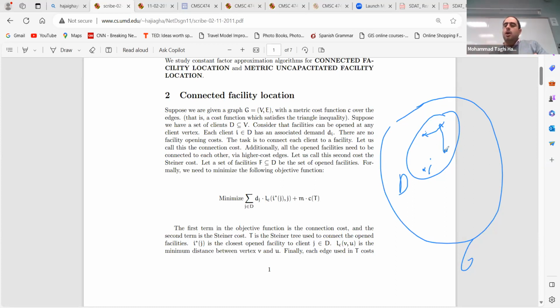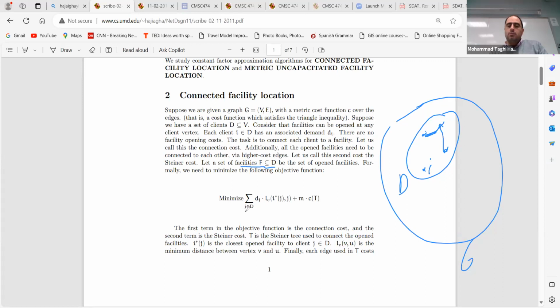When you want to buy an edge, this is the rent or buy. The cost of buying an edge is M times the cost of renting an edge. So what is the problem again? You are given a set of clients with demands. You want to find a set of facilities, a subset of D. These are the open facilities.